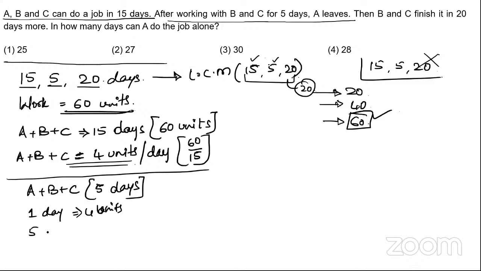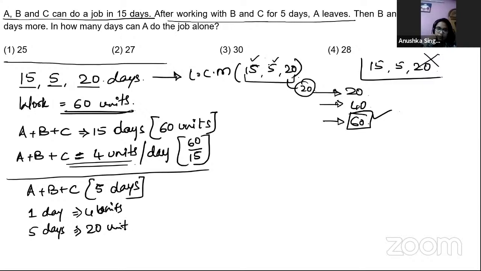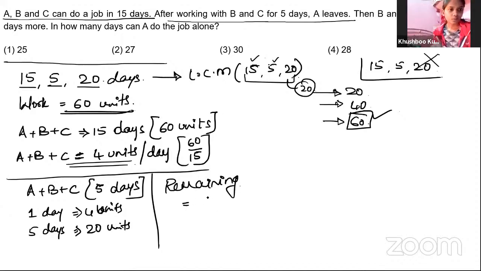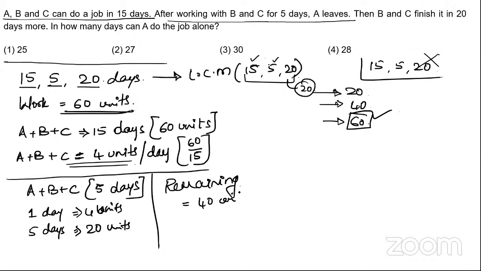So in 5 days they would do 20 units. Can you now say what is my remaining? 40. Remaining is 40 units because total work is 60, correct? Done. Now, who does this 40 units? B and C. B and C finish it in 20 days.